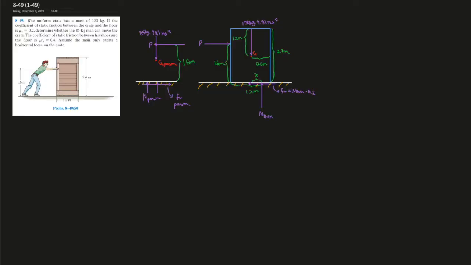9 over here. The uniform crate has a mass of 150 kg. If the coefficient of static friction between the crate and the floor is μs equals 0.2, determine whether the 85 kilogram man can move the crate. The coefficient of static friction between his shoes and the floor is μ equals 0.4. Assume the man only exerts a horizontal force on the crate.